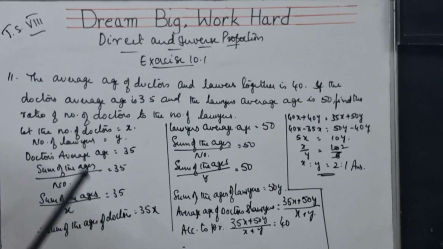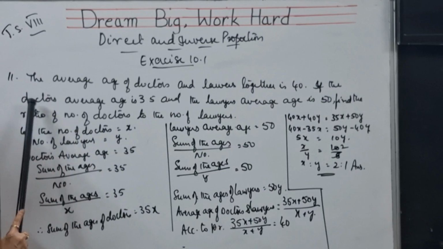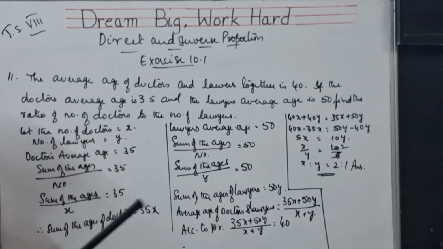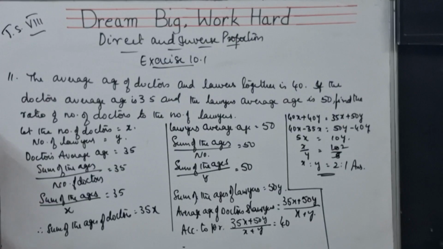So we don't know the number of doctors and number of lawyers. We are considering the number of doctors as x, number of lawyers as y. Now they have given the average age of doctors is 35. What is the average formula? Sum of the numbers by number of numbers. Means sum of the ages by number, and number means the number of doctors. That means sum of ages by number of doctors x is 35. So the sum of the ages of doctors, all doctors' ages together, is 35x.